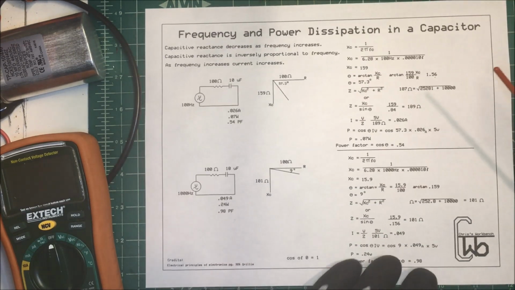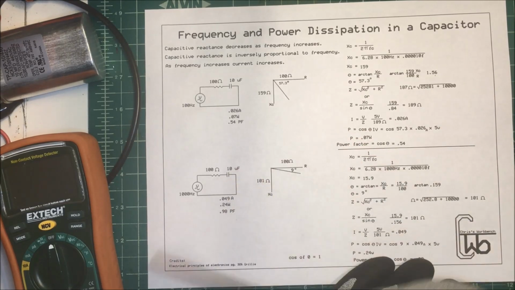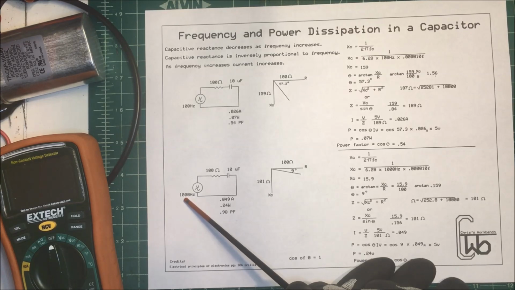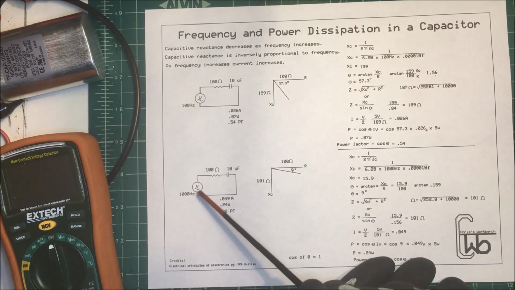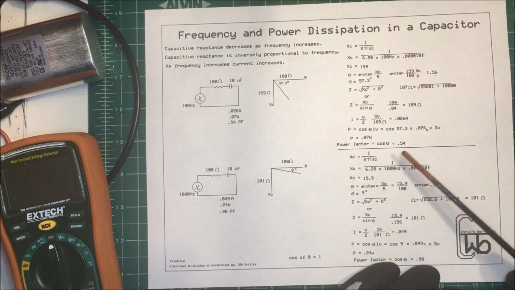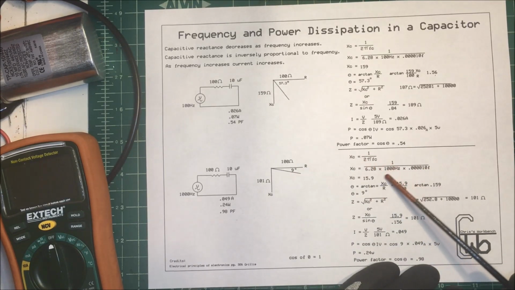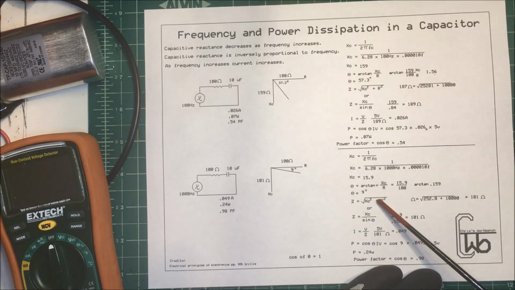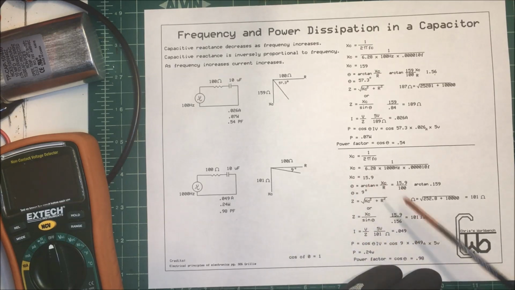Now, I'm going to take this same circuit and I'm going to supply it with 1,000 hertz at 5 volts and see what happens. So same thing, we do the capacitive reactance, we calculate that out, it's 15.9. We find our angle, and it's going to be 9 degrees. We find our impedance, which is going to be 101 ohms. We find our current, which is going to be 0.049.